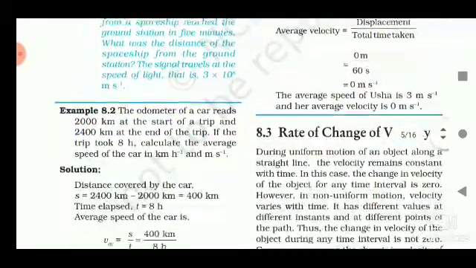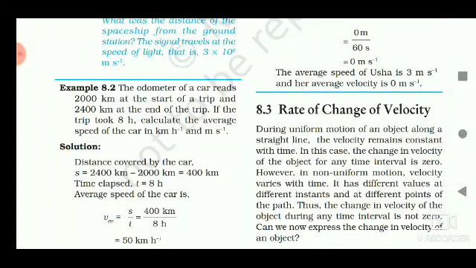Now we will see another example, 8.2. The odometer of a car reads 2000 km at the start of a trip and 2400 km at the end of the trip. If the trip took 8 hours, calculate the average speed in km per hour and meter per second. So the distance covered by the car is the difference, that is 2400 minus 2000, that is 400 km. And time is given, 8 hours, therefore average speed is 400 by 8, that is 50 km per hour.